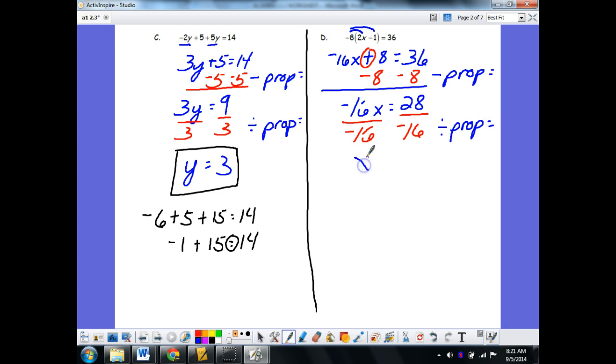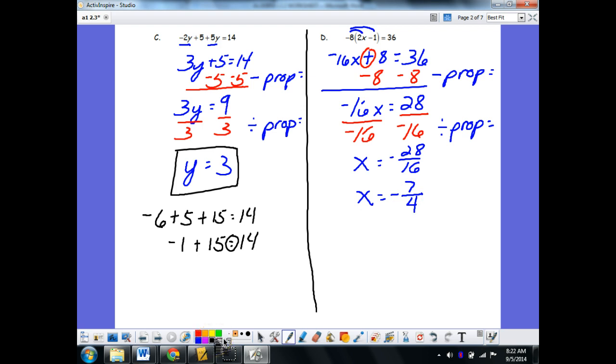So our answer is negative 28 over 16, which does not come out evenly. So then we look for a common factor that goes into both of them. And that largest common factor is, in fact, 4. So 28 divided by 4 is 7. 16 divided by 4 is 4.